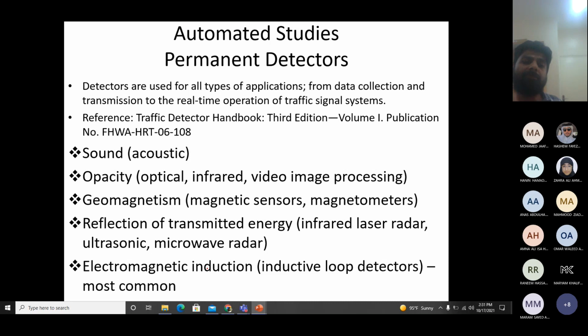Some of the technologies used in the detectors are mentioned here, the permanent detectors. We have sound technology, also known as acoustic, so the noise produced by the vehicles is detected and counted. We have opacity, which means a technology in which you are capturing the data from the image or the video. So you take the video, then you upload it to a software, and the software will detect the movement of the cars from the video. The same thing can be done with images as well.